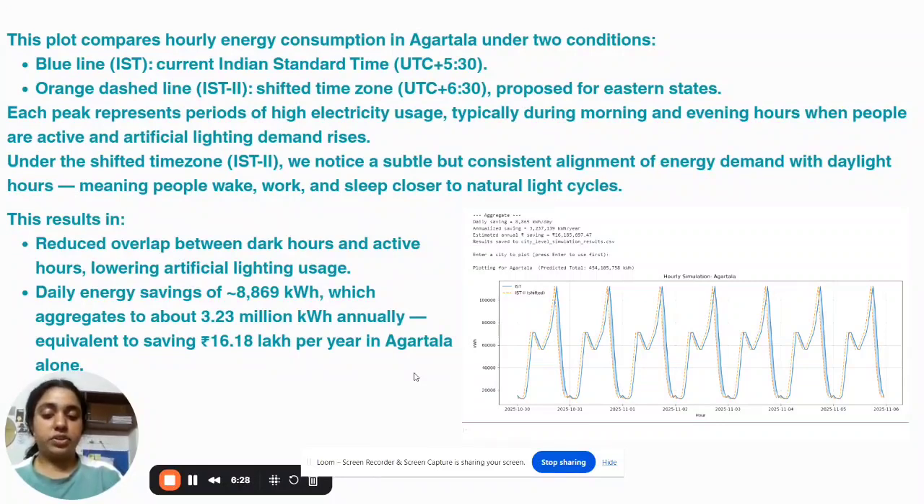In essence, this project bridges data science and policy, offering a model that not only measures the hidden cost of time but redefines how India could reclaim it.